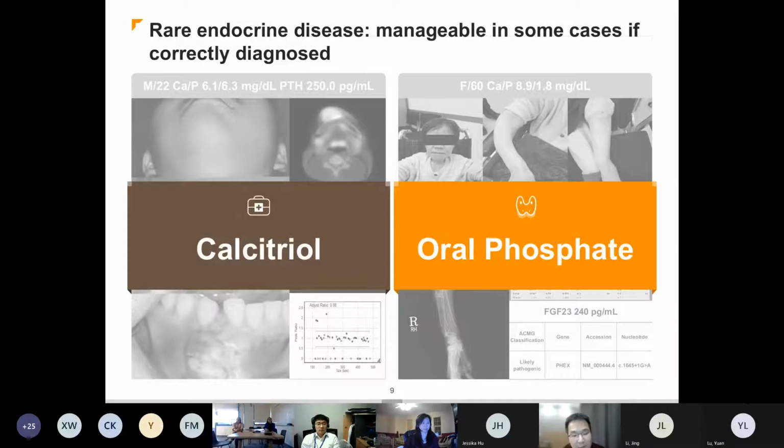Once correctly diagnosed, these patients can be treated, in some cases, with a simple or very widely available medication. Like in this male case, we used active vitamin D, calcitriol, which is a really common and cheap medication, but in this case it is really effective once diagnosed correctly. And for this woman, we use oral phosphate supplements, and this is really effective in improving her condition, not like any other osteoporotic medications. So the correct diagnosis is really important in the course of these patients.